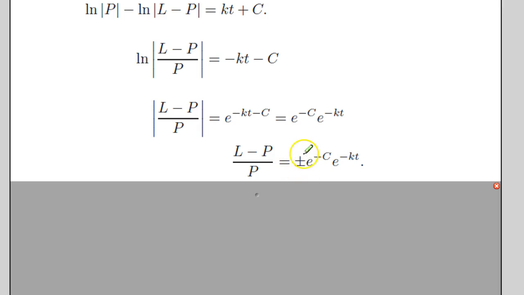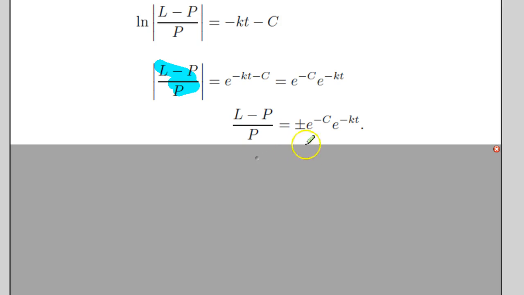Again, I know some of you may be wondering, why is it plus or minus e to the negative c? Why isn't it just plus e to the c? Well, as you know, the exponential function is positive for any value t, whether it's positive or negative. But since we're taking the absolute value, this answer could actually be negative. And the only way this expression in here can be negative is if this constant is positive or negative. So that's why we have that plus or minus there to cover our bases. Even though e to the negative c is always positive, we can put a negative in front of it in case L minus p over p is a negative value.